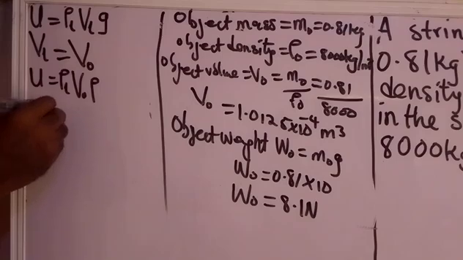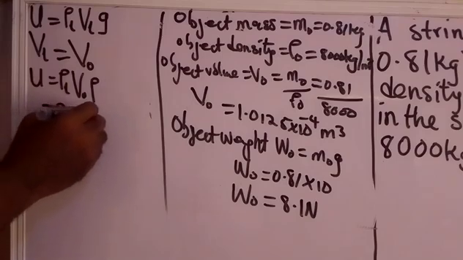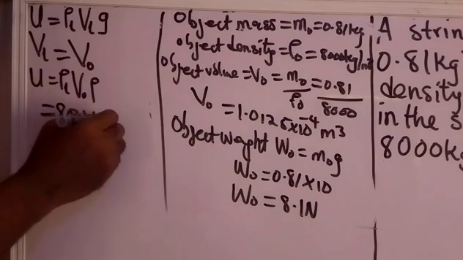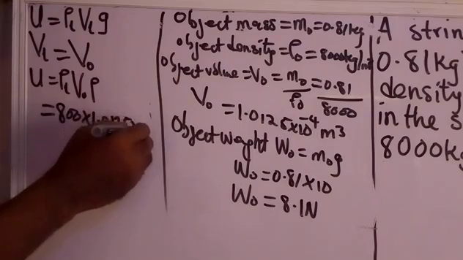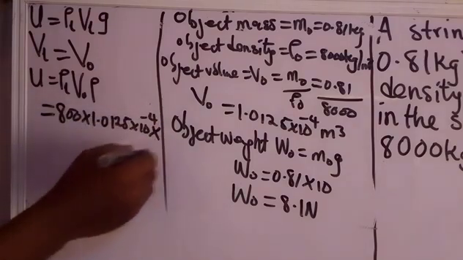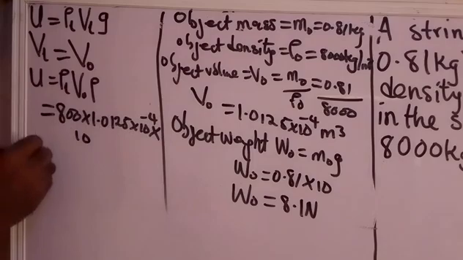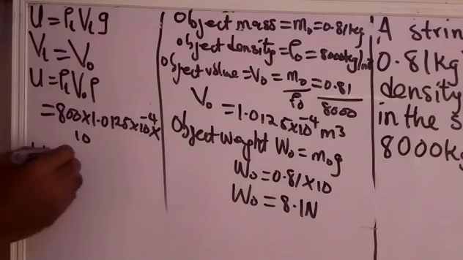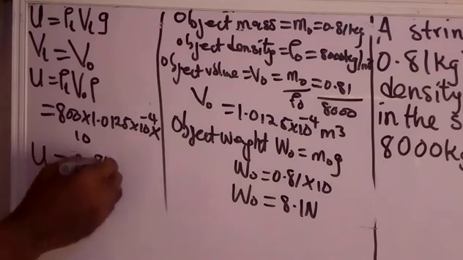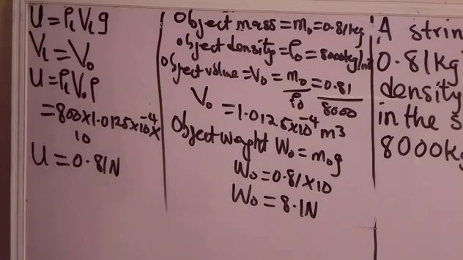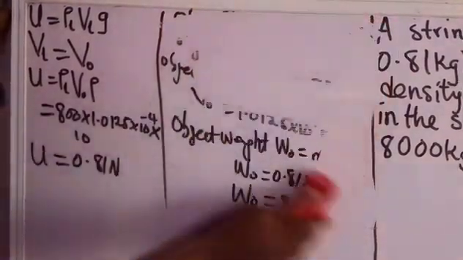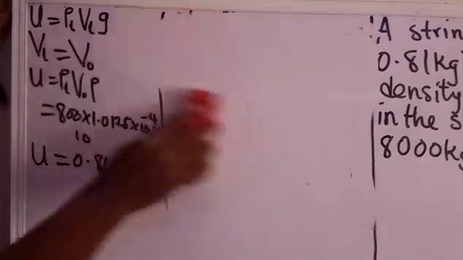So we can put all of this together. Density of liquid is 800. Volume of object is 1.0125 times 10 raised to the power minus 4. Then times 10. So we have upthrust. If you press that in your calculator, you have 0.81 Newton. So of the three forces, we have weight of object, upthrust, and it's easy right now for us to find the value of tension.